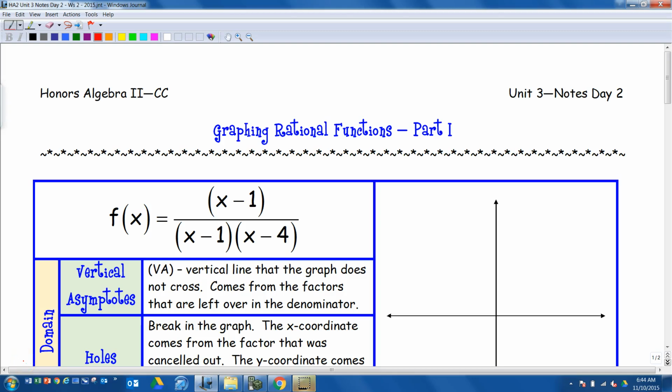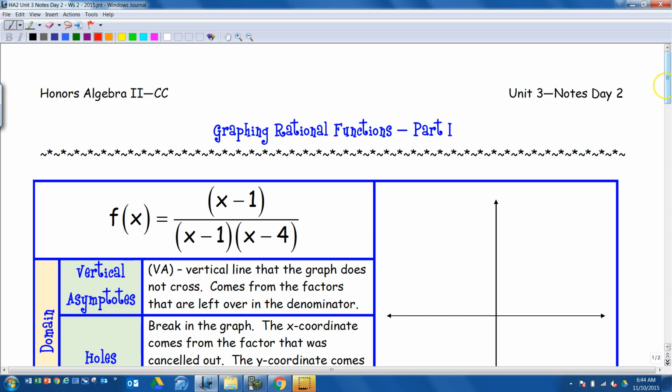Alright class, this is day 2 for unit 3. First thing I want to say is that we changed this first problem, or I did. There used to be another piece here and here. Just cross those pieces out. If you have an x plus 3 and an x plus 2 on yours, just cross it out. This is the starting problem, okay?